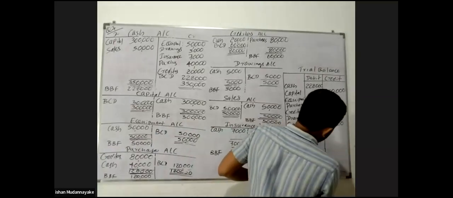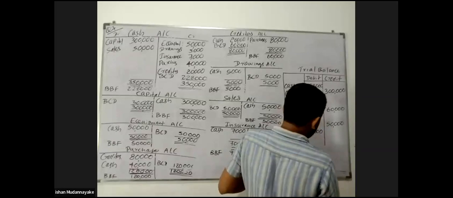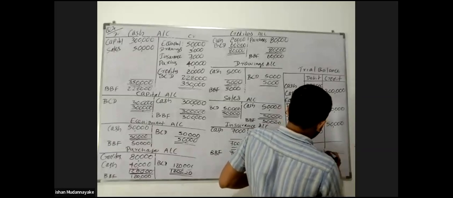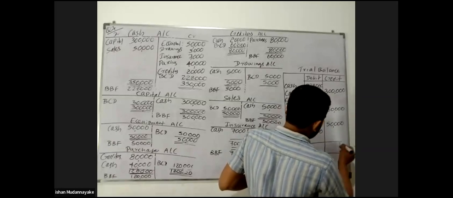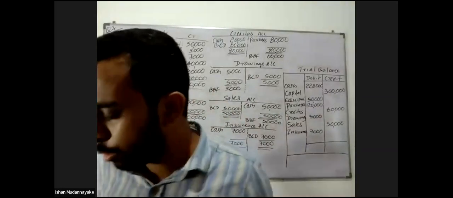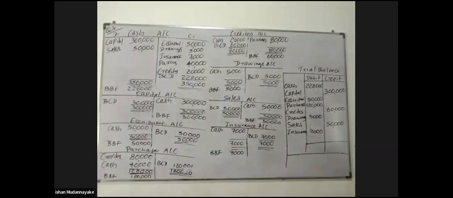Right. We have recorded all the transactions in the ledger accounts. All the balances available in the ledger accounts are in the trial balance. How much do we get as the total amount of the balance figures? 410,000.